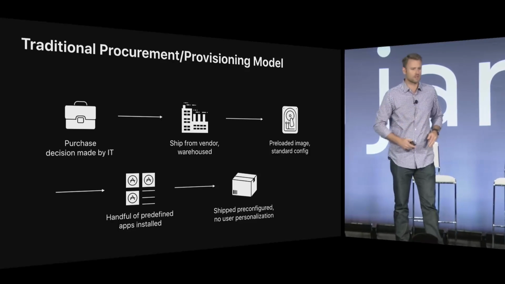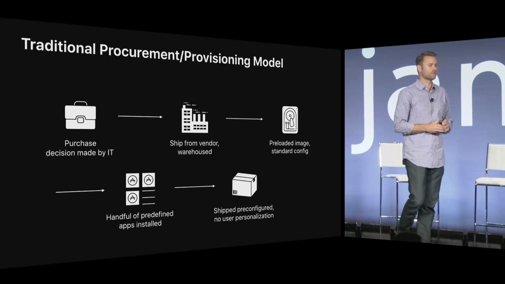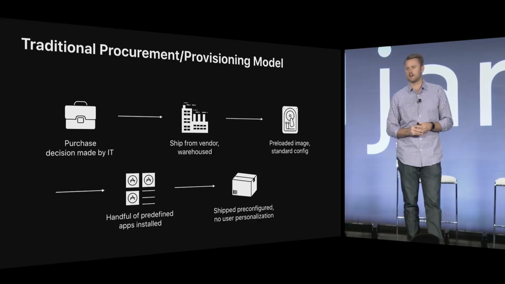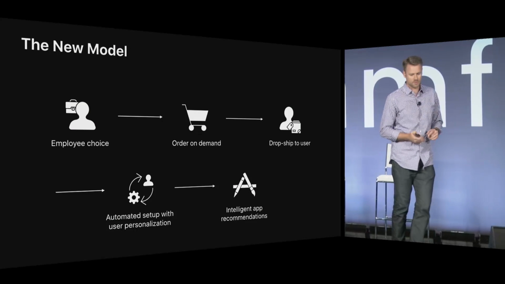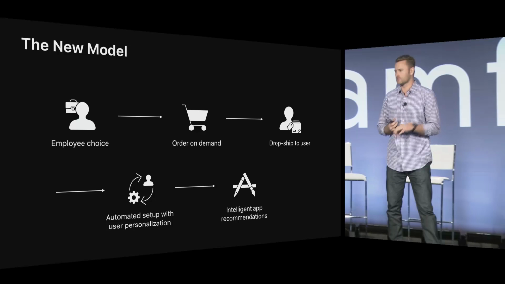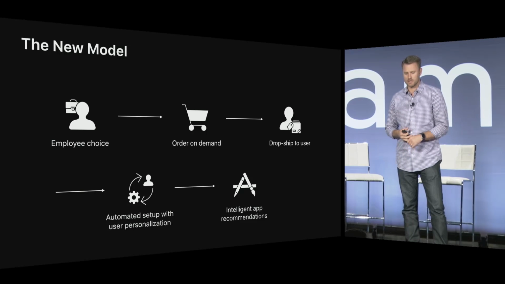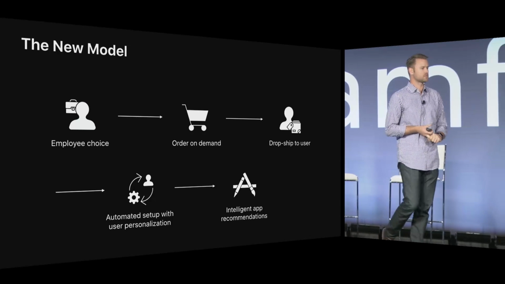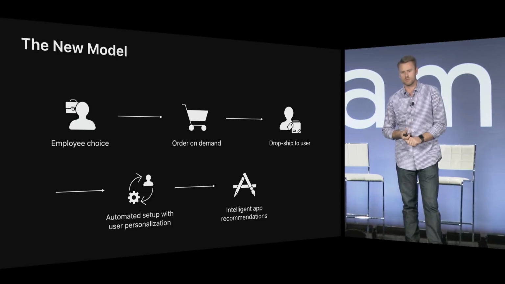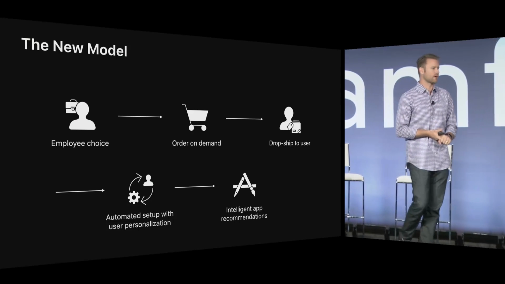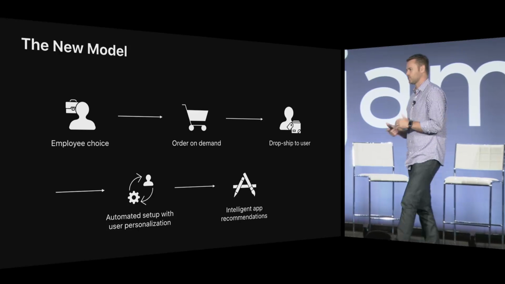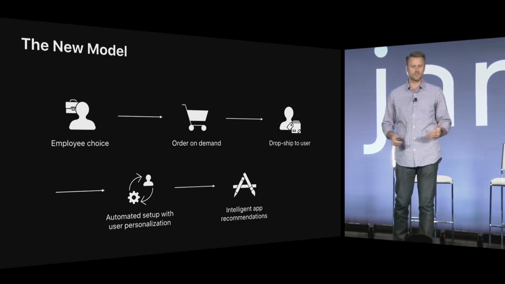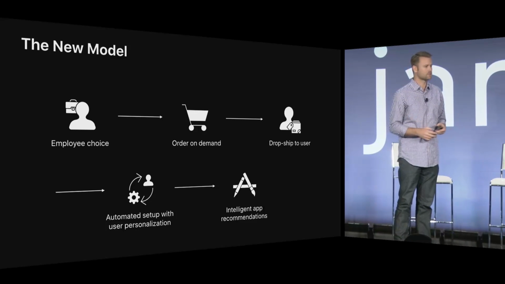So the finance people get this exact image with no customization depending on what kind of productivity they may need. We think there's this really interesting new model which is driven by employee choice, enabling the user to order on demand. As you saw in a bunch of these use cases, it's drop shipped to the user in the shrink wrap. You rely on things like the device enrollment program to set up the device in an automated way, and then ultimately enable the device to be personalized, things like self-service, through app recommendations and other things like that.